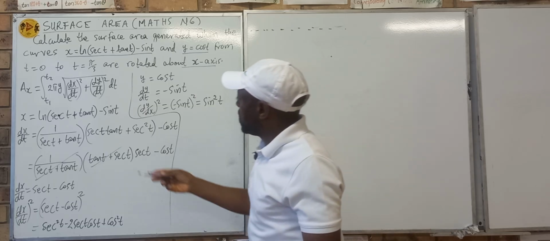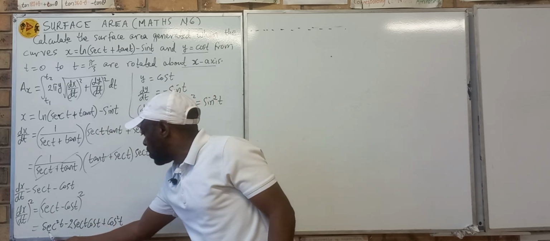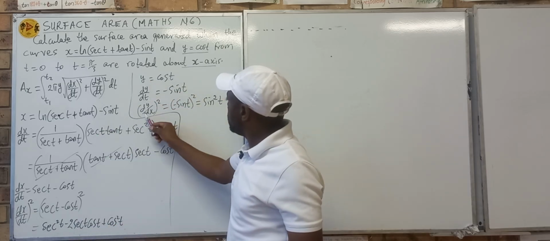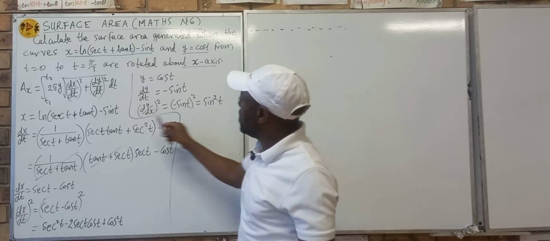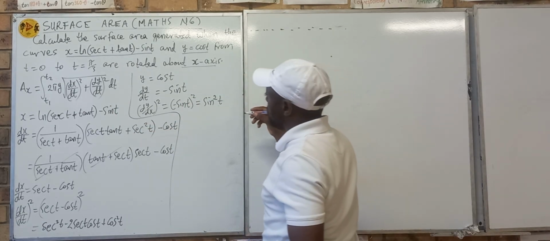So I have succeeded to differentiate x with respect to t. I've squared it to get my 3 terms down here. I've differentiated y with respect to t. I've squared it to get this. So it's now time to add the 2 together. The formula requests us to do.